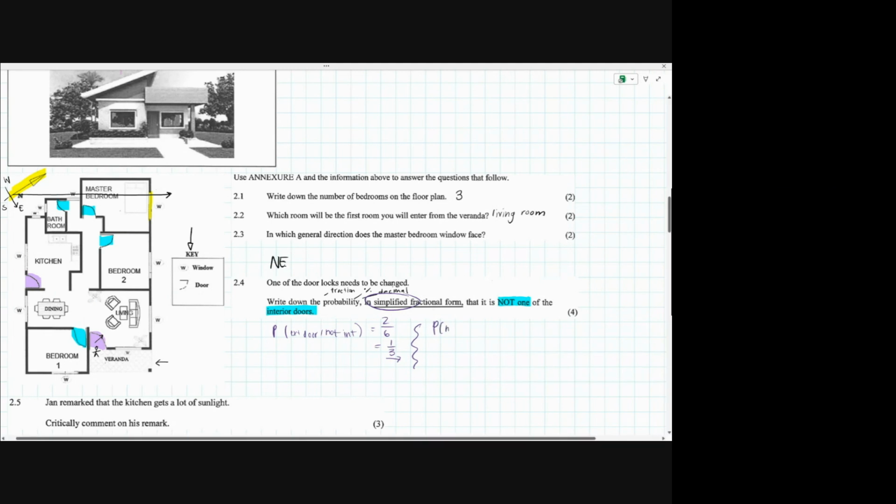So you could say the probability of not an interior door would be all of my doors, which is 1. Remember, all is represented by 1 or 100% in probability, minus the 4 out of 6 interior doors, which gives me 2 out of 6, which simplifies to a third. So either way, you get your answer. I prefer to go with counting all the doors that are not interior, so just looking at the 2 out of 6, but it really doesn't matter.